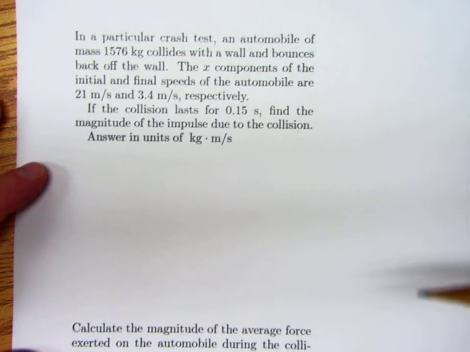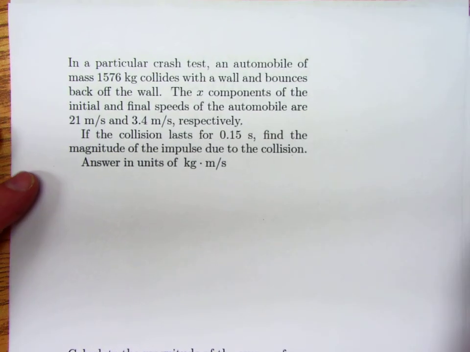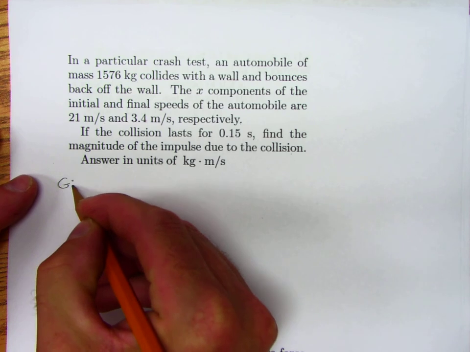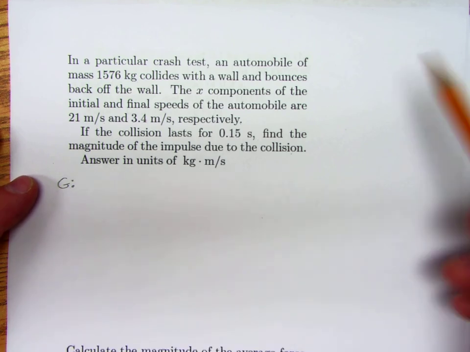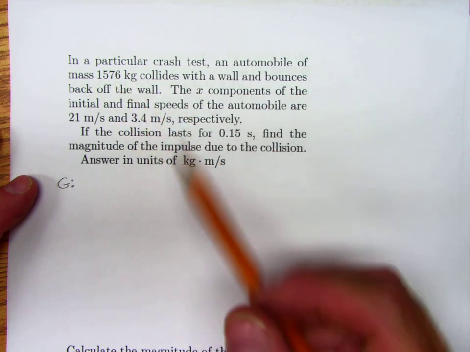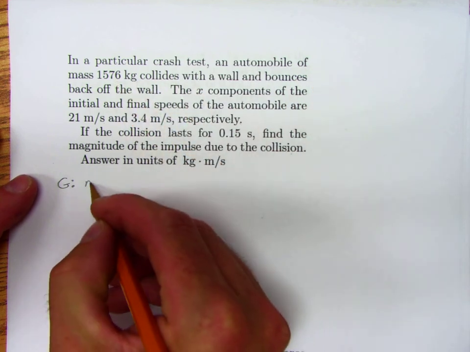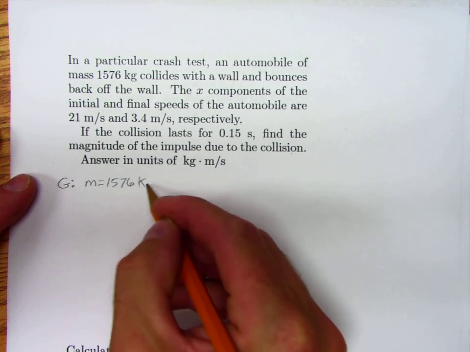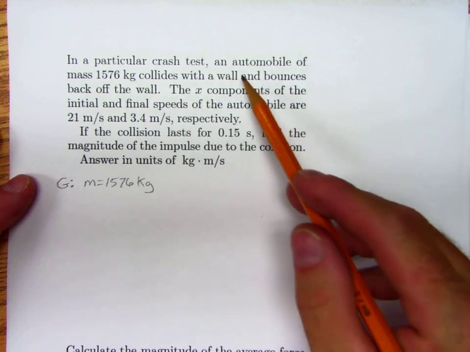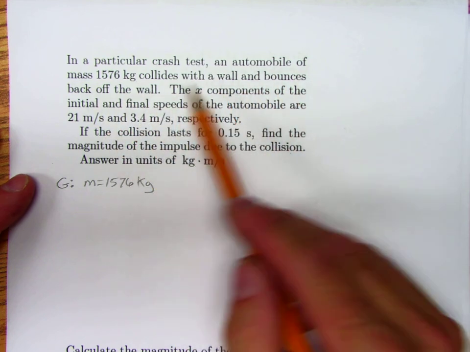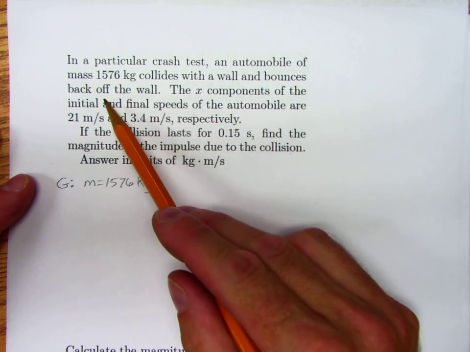So first of all, we need to write down our givens. So we're going to write down a G, and then we're going to reread the problem. In a particular crash test, an automobile of mass 1,576 kilograms, mass equals 1,576 kilograms, collides with a wall and bounces back off the wall. This is important. Bounces back off the wall.